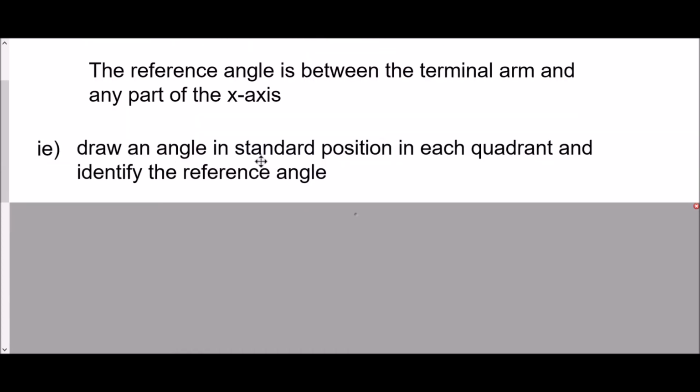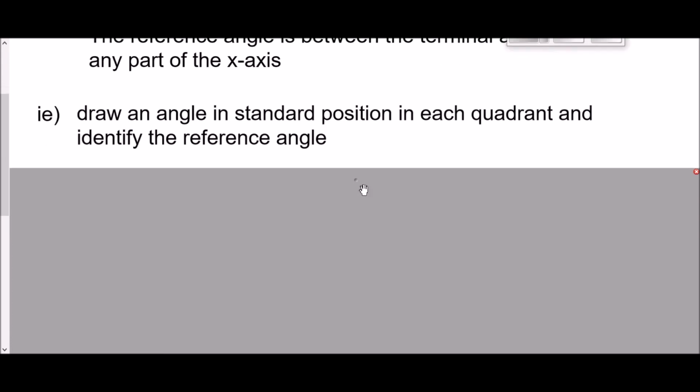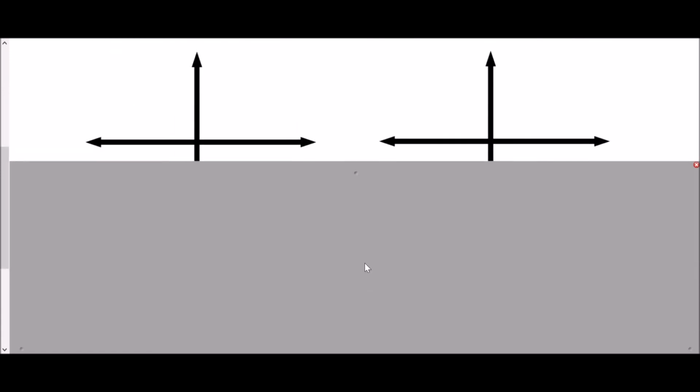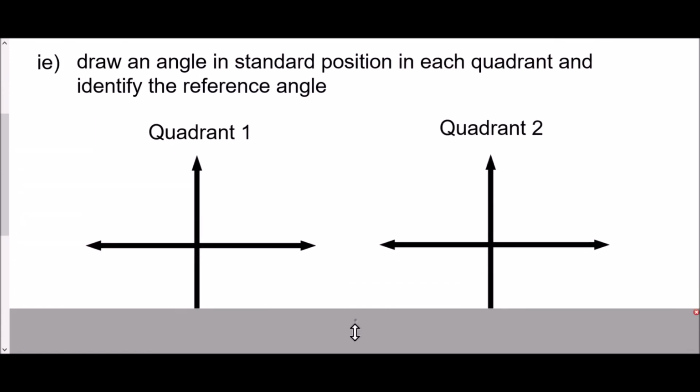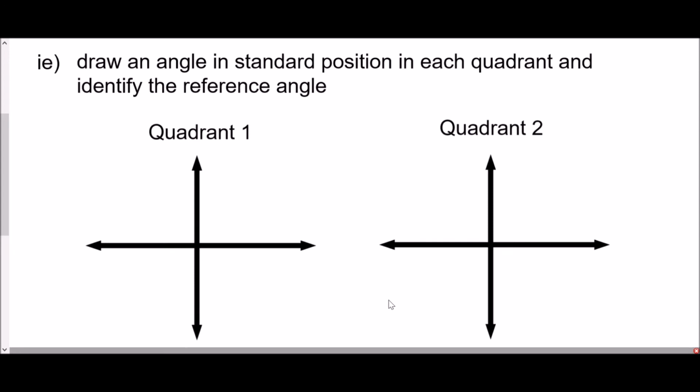So draw an angle in standard position in each quadrant and identify the reference angle. Let's do these two here. Let's focus on quadrant 1 for this specific example. Let's say we have a terminal arm here.